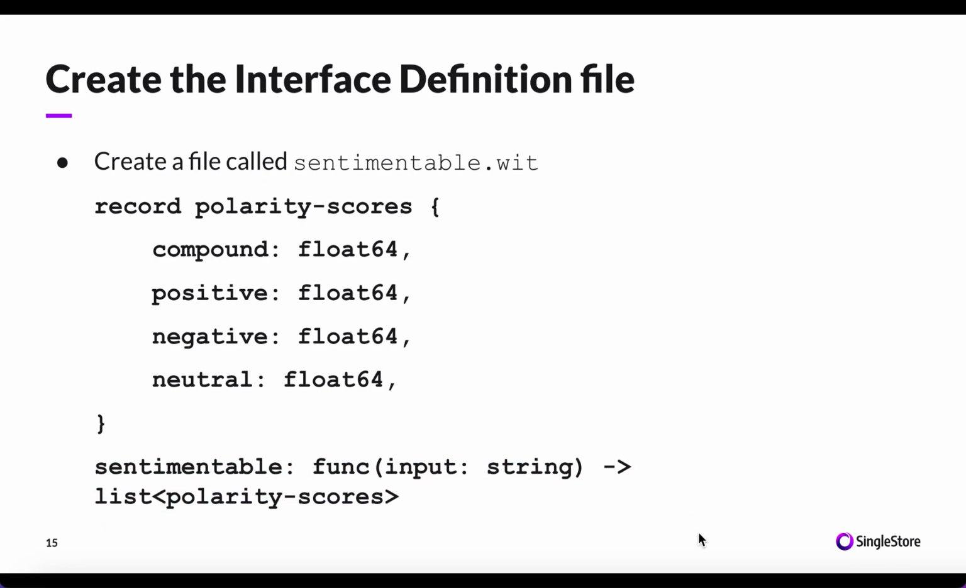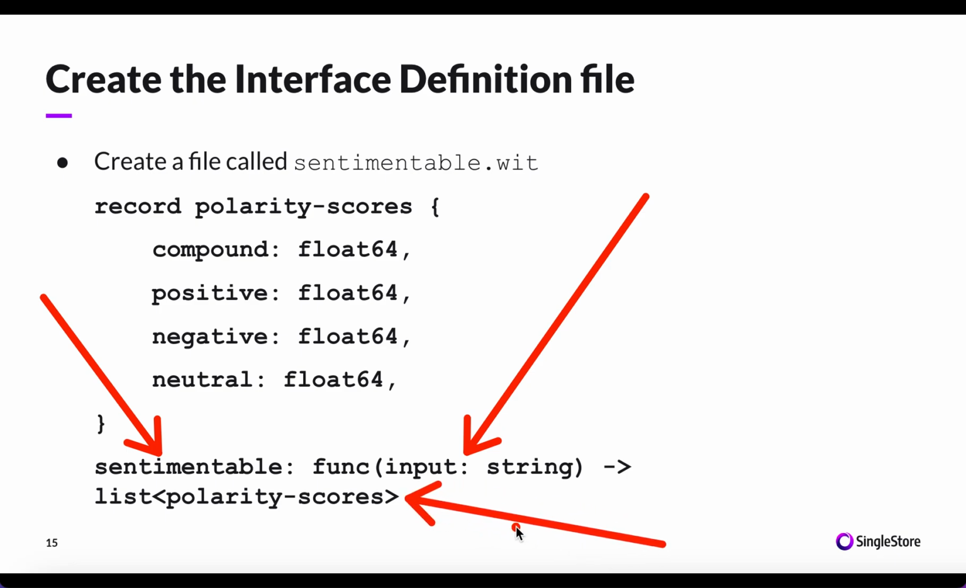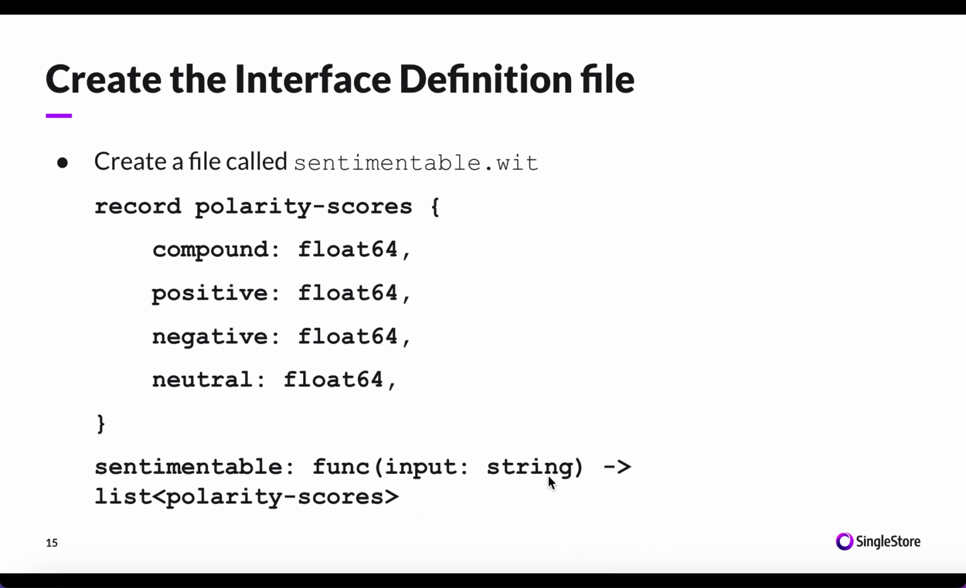And what this code says is that we are going to have a function called sentimenttable. It's going to take an input string and is going to produce an output consisting of these polarity scores. And these polarity scores are just above here. As you can see, we've got compound, positive sentiment, negative sentiment, and neutral.